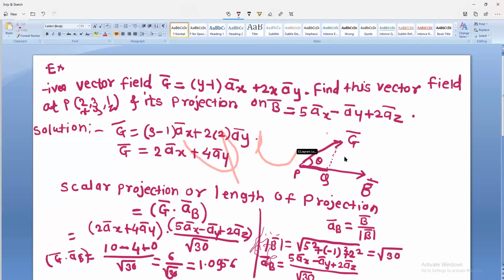Yes, okay. So the question is, vector field G bar is given. This G bar is equal to y minus 1 into a bar x plus 2x into a bar y. Now this vector is given, but there is no simple magnitude. Vector is given in terms of coordinates. Now we have to find this vector field at point P of 2, 3, 1.